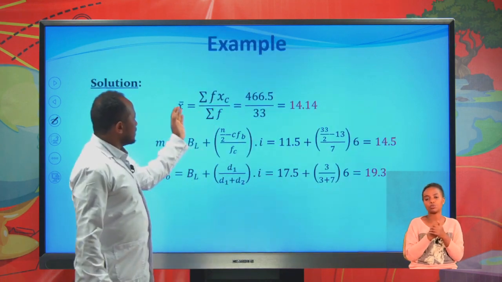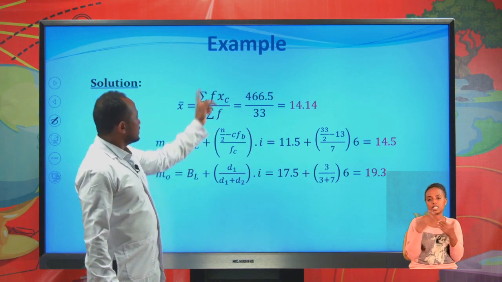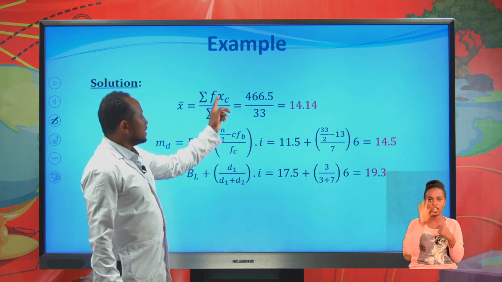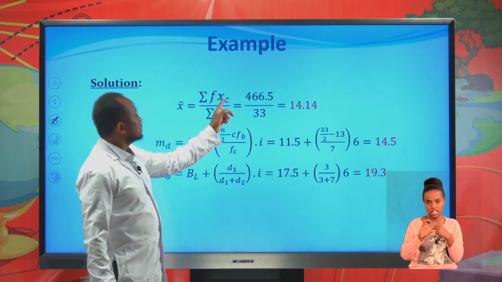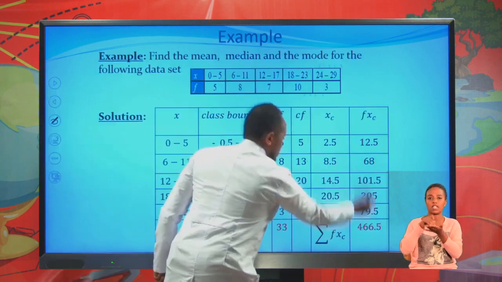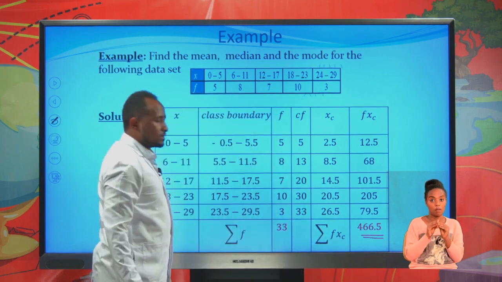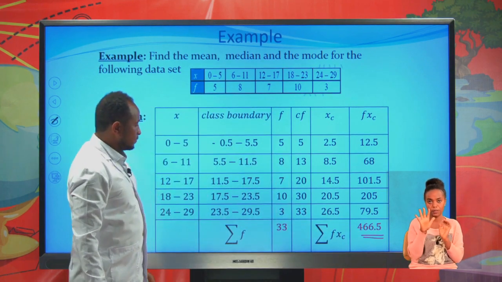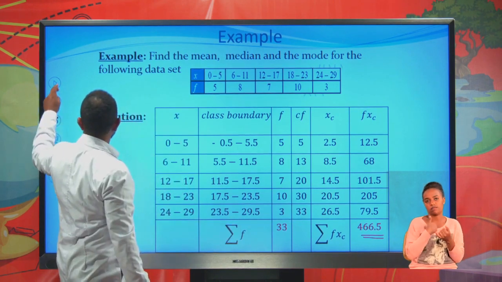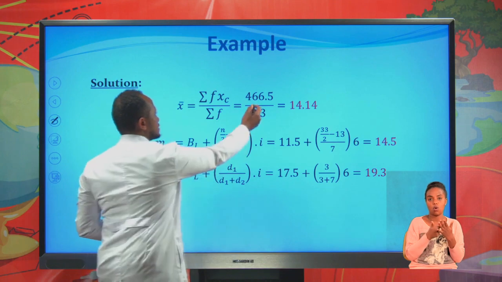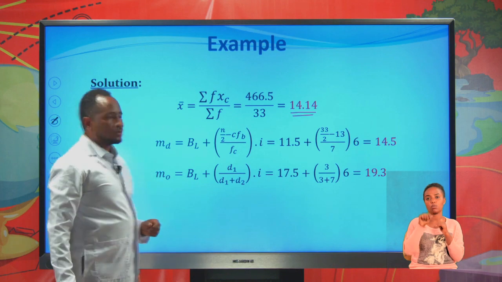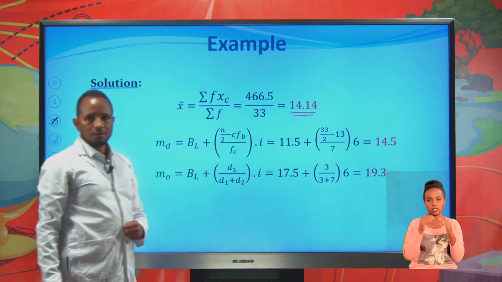Now, to calculate the mean, you simply take the summation of the product of the frequency and the class midpoint of each class added, and you divide by the total number of frequency. Since we have the sum as 466.5 and the sum of the frequency is 33, therefore here you will have 466.5 divided by 33, you get 14.14. So the mean will be 14.14.